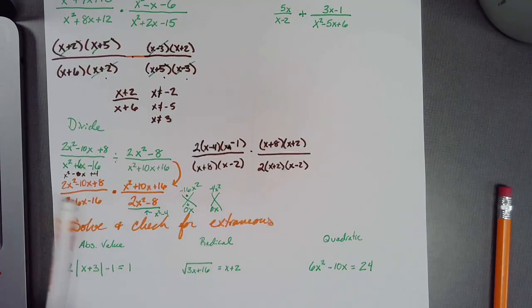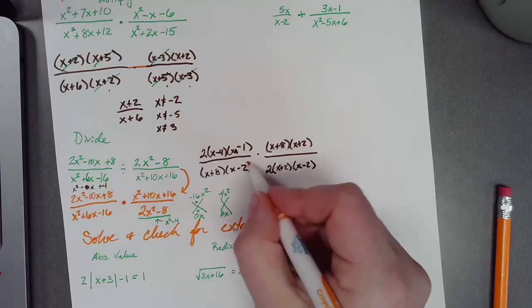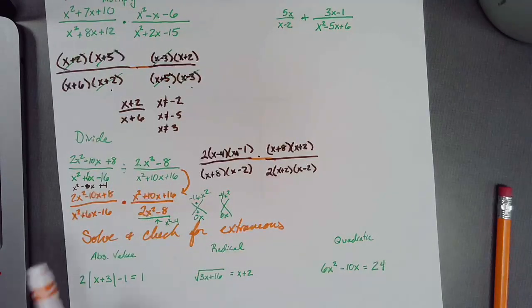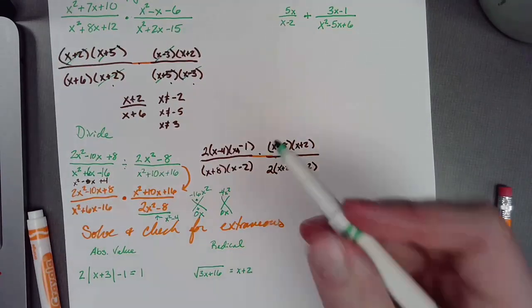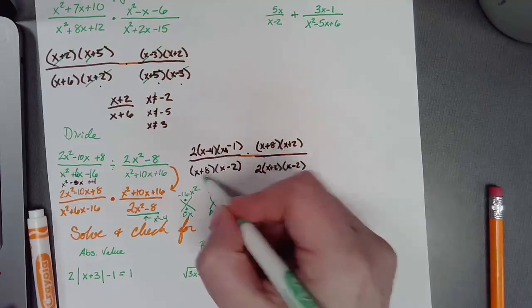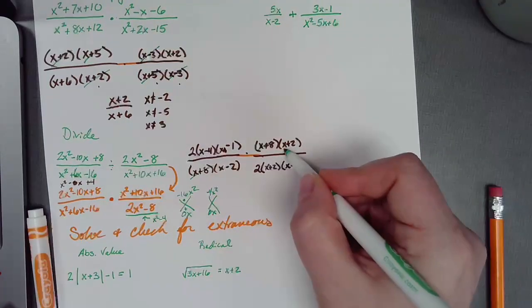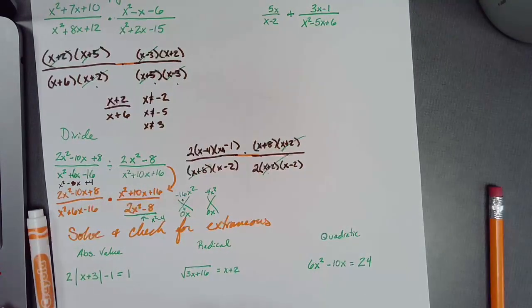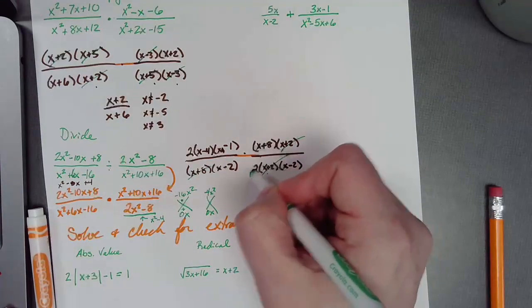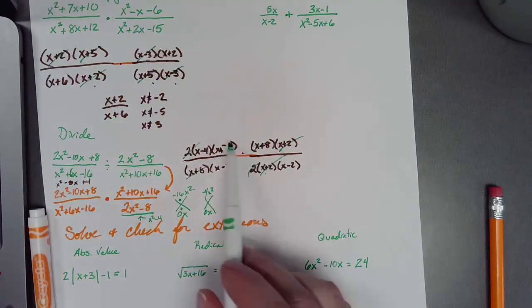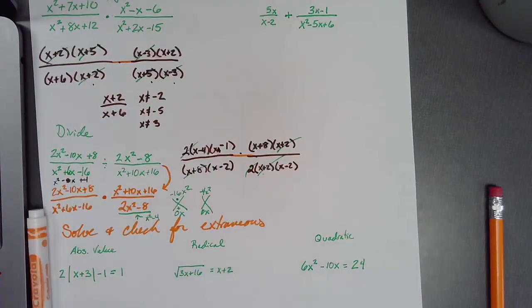Now that we've gone through and done all of our factoring, like we said, it is one ginormous fraction. And then I'm looking for giant ones, things that are the same on top and bottom. So I see an x plus 8 and an x plus 8. Can get rid of those. I see an x plus 2 and an x plus 2. I see a 2 and a 2. And then what's left is going to be my answer.